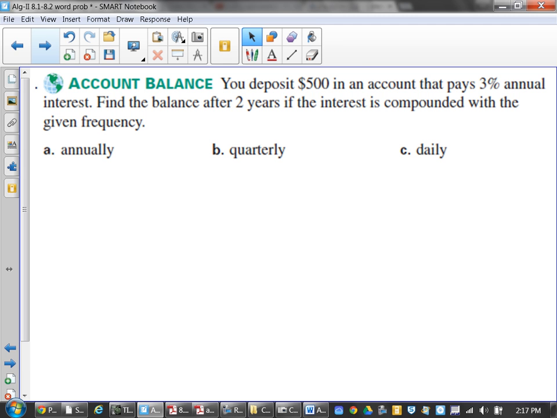So in this one here, let's do 20 years, compounding quarterly. $500 in an account, 3% interest annually, compounding quarterly for 20 years. See how much money you'll have. Take a minute to do it.